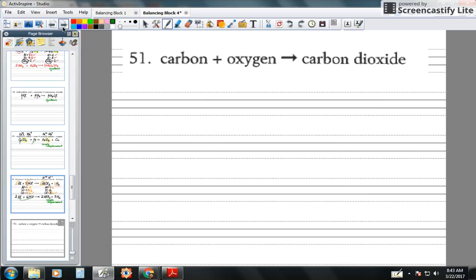Let's take a look at question 51. Question 51 is the reaction between carbon and oxygen. Carbon, C, oxygen, another one of those elements that's diatomic, producing carbon dioxide. Don't have to look far to notice that this is already balanced. And the type of reaction, this is a synthesis reaction.